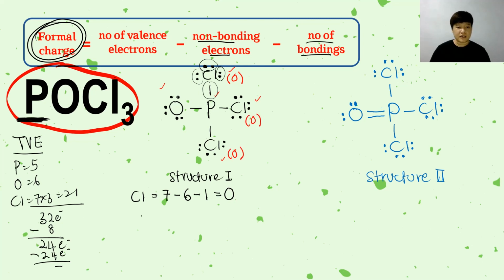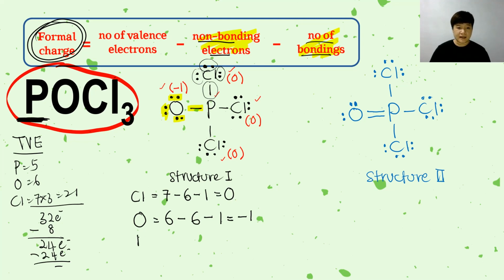Next, let's calculate for oxygen. Oxygen, valence electron 6, minus non-bonding electrons. Non-bonding electrons for my oxygen in structure 1 is 2, 4, 6, minus 6, minus the number of bonds. The number of bonds in this oxygen is 1. So minus 1. 6 minus 6 minus 1, you will have negative 1. So my oxygen over here will have a negative 1 formal charge.